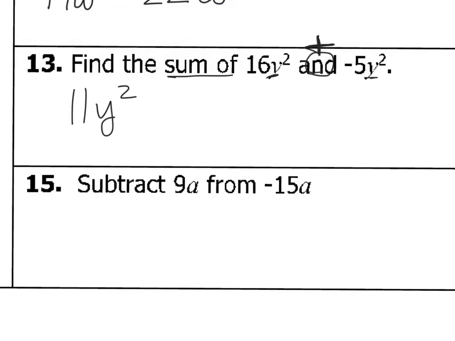And then it says subtract 9a from. This is kind of like one of those turnarounds. I'm subtracting this from this, so it's minus 9a. Have the same variable and exponent, so negative 15 minus 9 is negative 24a.